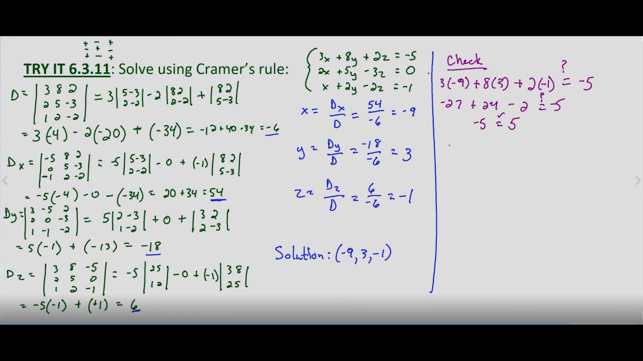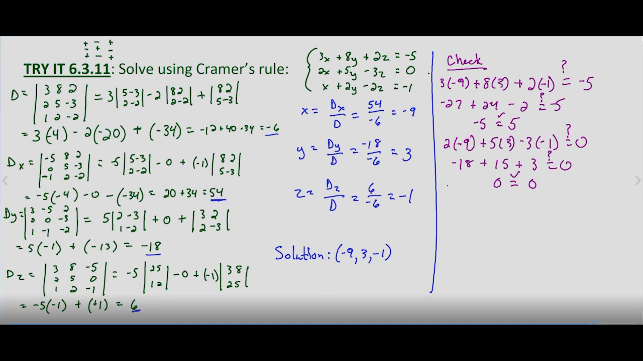Let's look at our second equation. 2x, so 2 times negative 9, plus 5y, 5 times 3, minus 3 times z. We want to know, does that equal 0? So negative 18 plus 15 plus 3. That is negative 18 plus 15 is negative 3 plus 3 is 0. So it checks in our second equation.